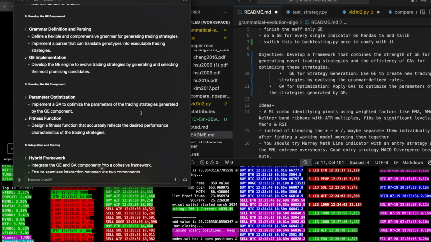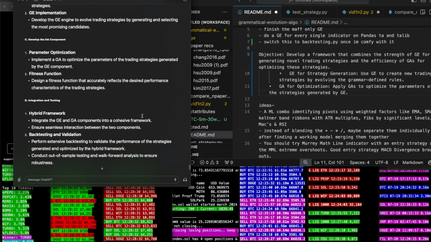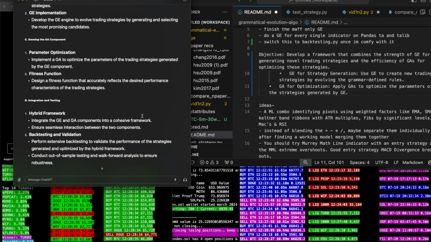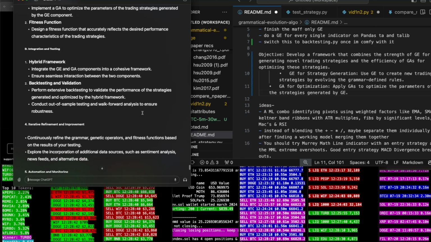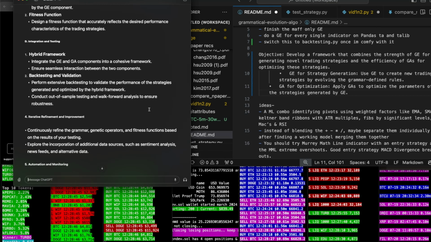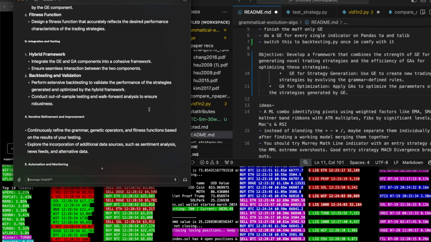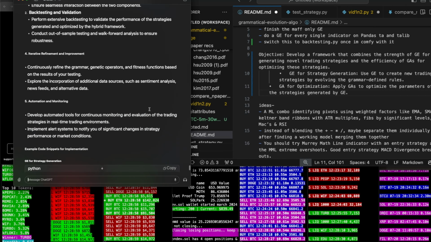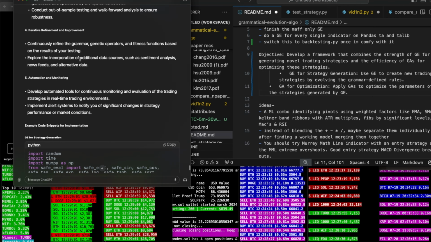Fitness function. Design a fitness function that accurately reflects the desired performance characteristics of the trading strategies. Hybrid framework. Integrate the GE and GA components into a cohesive framework. Ensure seamless interaction between the two components. Backtesting and validation. Perform extensive backtesting to validate the performance of the strategies generated and optimized by the framework. Conduct out-of-sample testing. Iterative refinement and improvement.